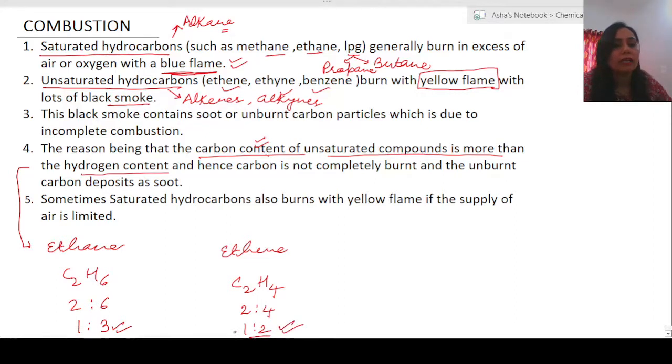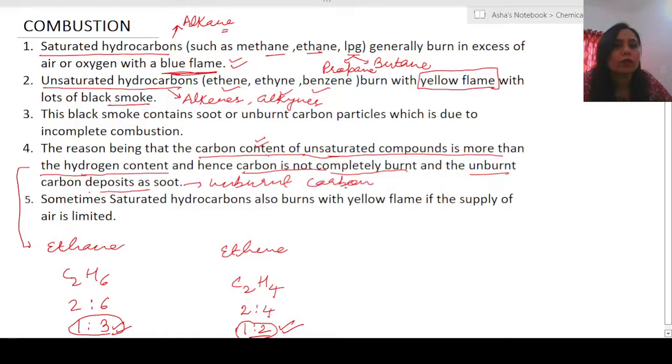So you can see that here the carbon content is very close to the hydrogen content. We are comparing the carbon content of the unsaturated to saturated. So the carbon content of unsaturated compounds is more relative to the hydrogen content, and therefore some of the carbon remains unburned, that is, it is not completely burnt, and this unburnt carbon deposits as soot. So soot is simply the unburned carbon.